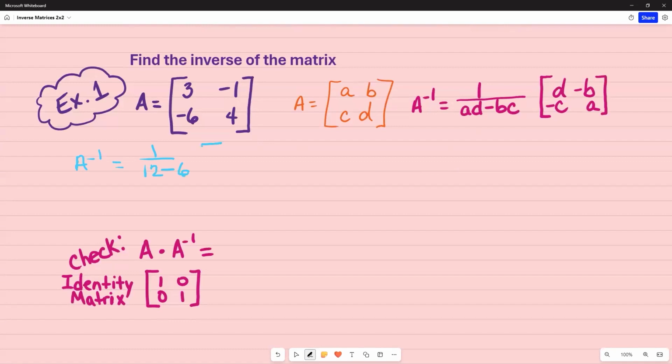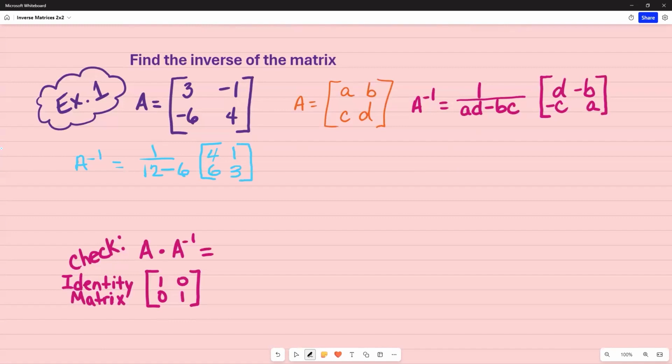Now I'm going to multiply that times this new matrix, where I'm going to change the positions of A and D. So instead of the first position, A, being 3, is now going to be 4, which is currently my D. And then I'm going to swap A with D and put that here. For B, I'm just going to change the sign. It's currently negative 1. I want to make it a positive 1. For C, it's currently negative 6. I want to make it a positive 6.